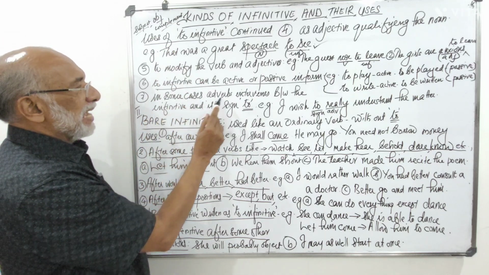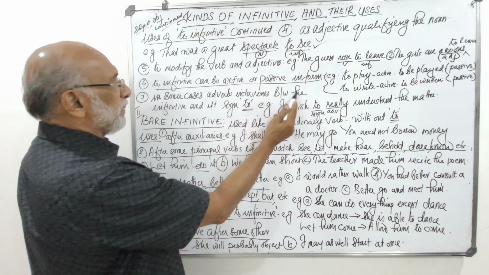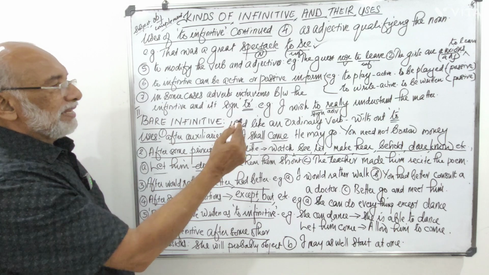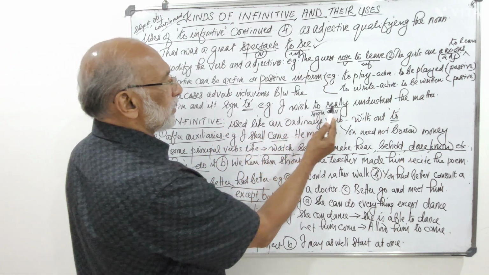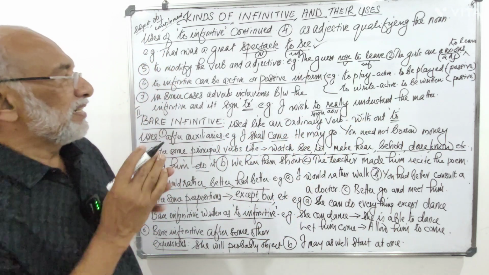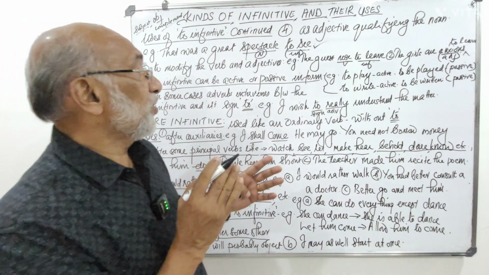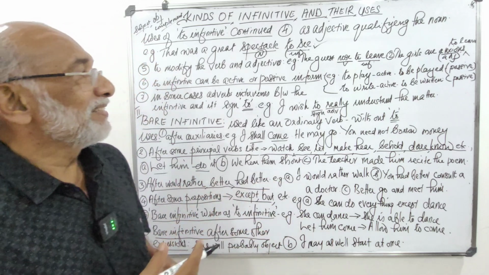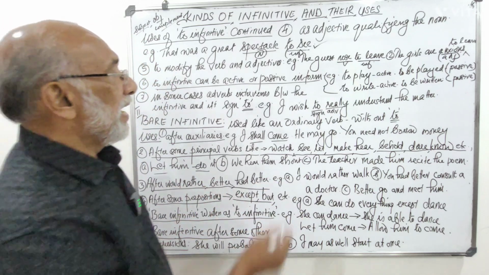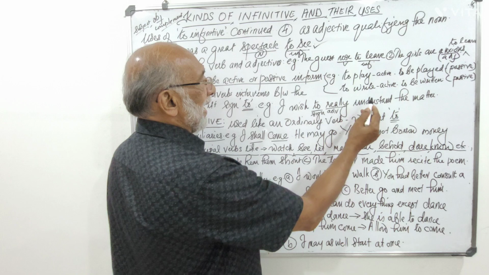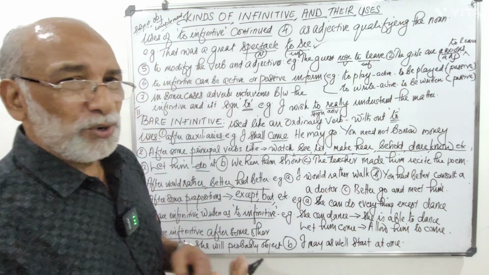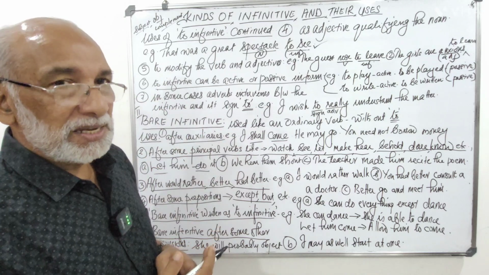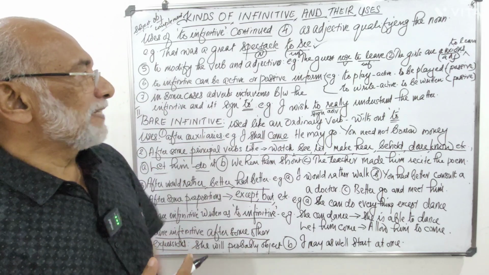Now the seventh and the last use of to-infinitive. In some cases, adverbs intervene between the infinitive and its sign to. See the example. I wish to really understand. We always have a tendency to say, I really wish to understand. I really wish. No, that's not correct. You should say, I wish to really understand the matter. Some modern grammarians justify the other use, but as students, as learners, I think better you follow this rule.